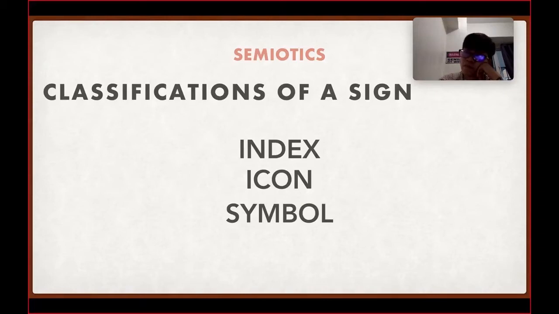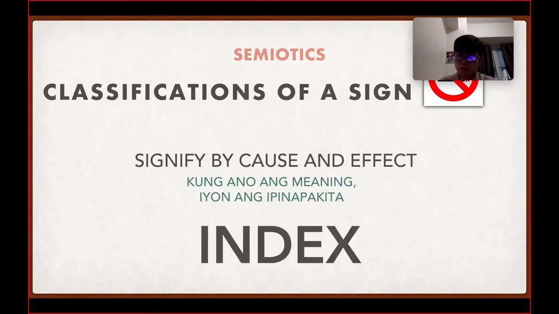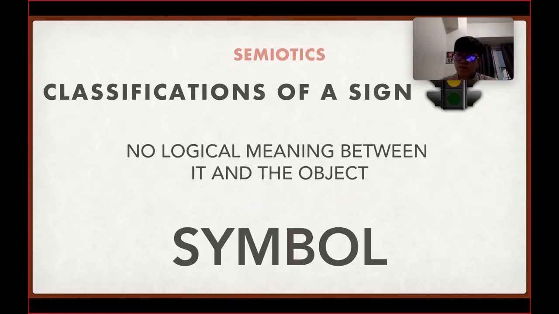Let's proceed naman po, ma'am, sa classification of signs, which is yung tatlo, yung index, the icon, and the symbols. When we say index, ito yung signifies cause and effect. Just for example, kapag nakakita tayo ng smoke, it simply means merong apoy dun sa area na yon. Or another example is yung no smoking sign. Wala siyang ibang meaning na gustong ipadala except that that area is a no smoking area. Kung ano yung meaning, yun yung ipinapakita niya, yun ang index.